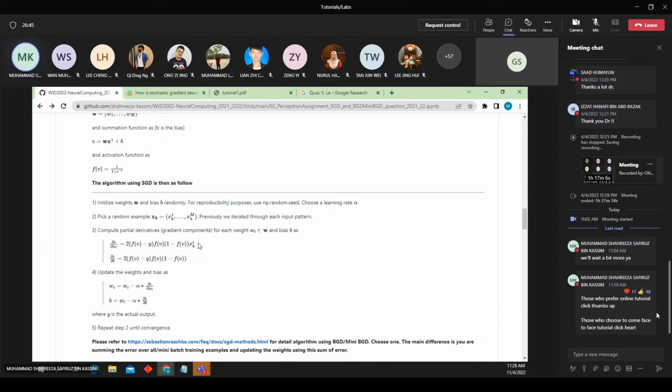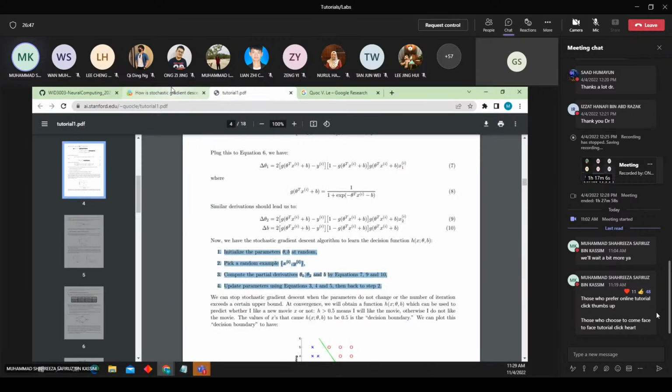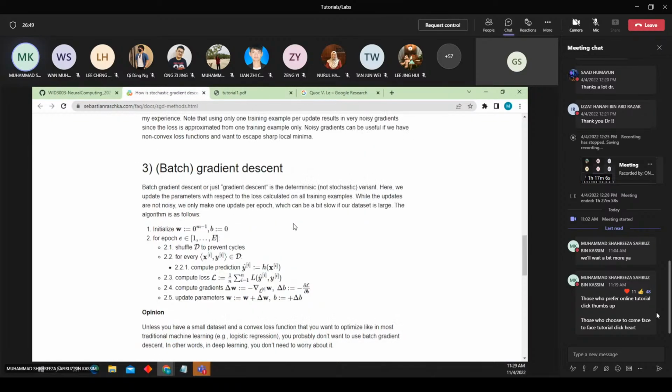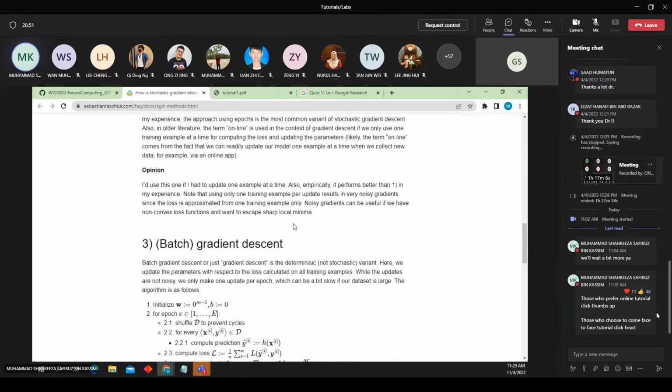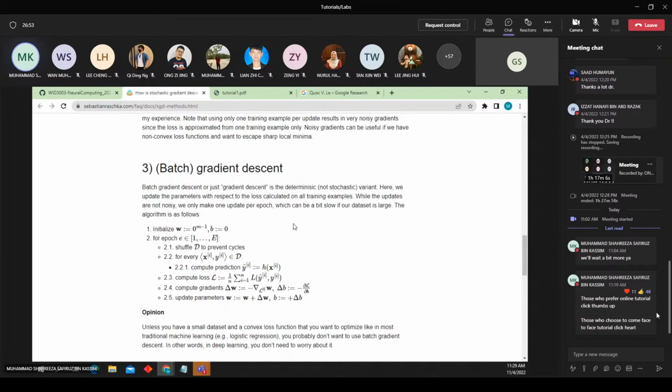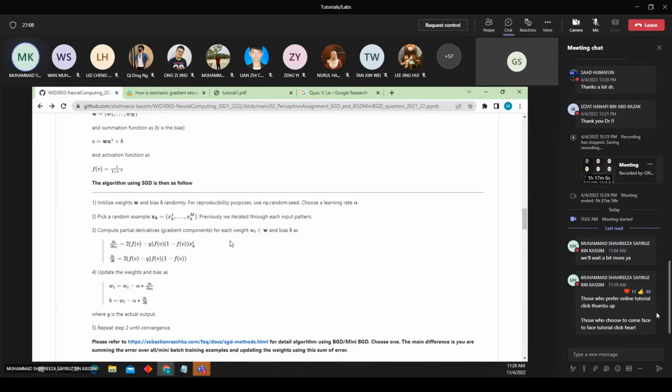For batch gradient descent, what you do is sum over the whole data set instead of just taking one training example. This is your error. You are summing the error over the whole training set, and only then are you updating the weights.